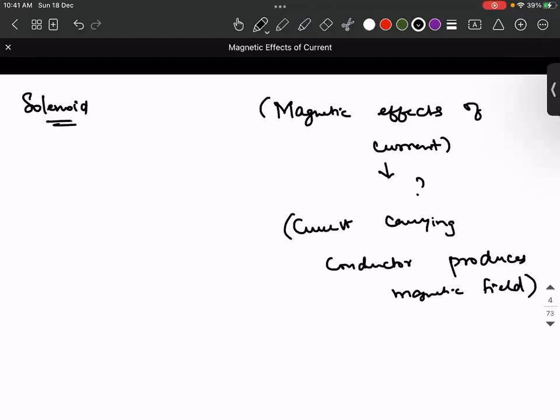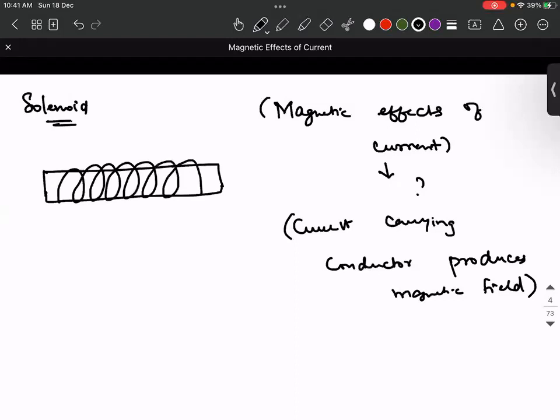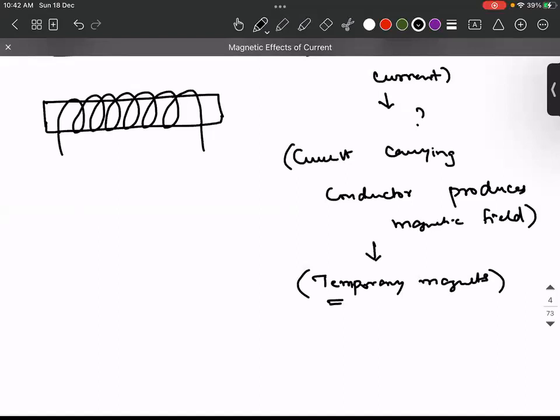So what is a solenoid basically? See, if you take a long rod and wind a coil around it, right? So basically, are you accepting that when I say magnetic effects of current here, the magnets that we are dealing with are temporary magnets? So why do we call them temporary magnets? Because as soon as you remove the current flow through the conductors, the magnetism is lost. Yes. So these are also called electromagnets because you are using electricity to generate magnetism.